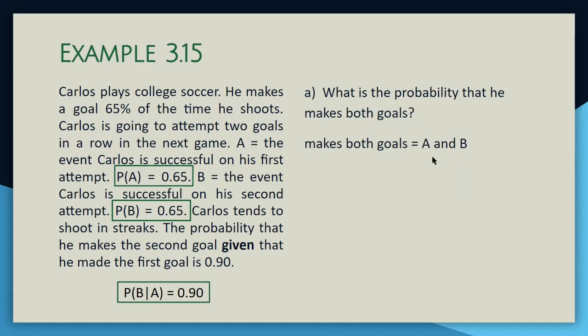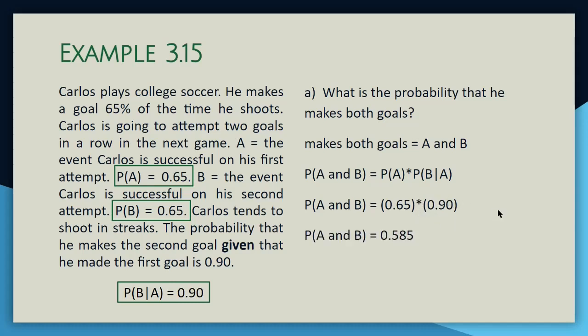I know that and, or both, mean multiplication rule. So P(A and B) is equal to P(A) times P(B given A). So in this case, it's the probability that he makes that first shot times the probability he makes the second shot given that he made the first. Because we know he shoots in streaks, he's more likely to make that second goal if he made his first. So P(A and B) is 0.585.